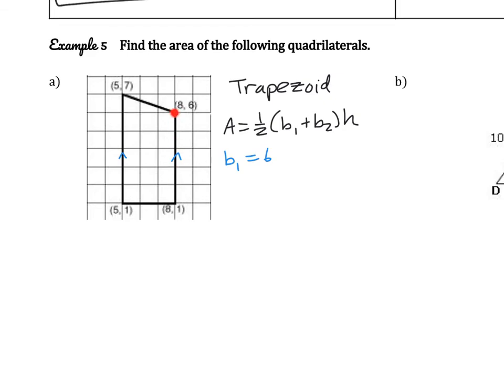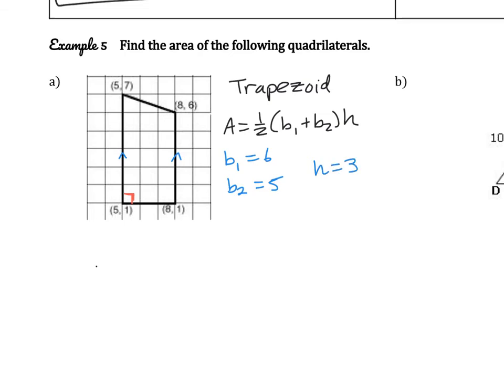We could call this b2, and this length is 5. And then this line is perpendicular to both of my bases, so we can actually use this as our height, and this height is 3.